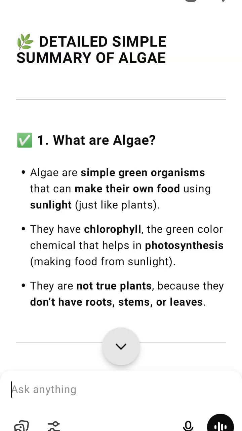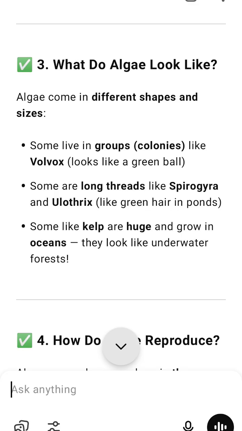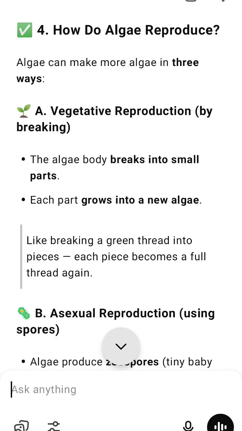6. Extra important points. Algae don't have roots, stems, or leaves; the body is called a thallus. They are autotrophs. They make their own food using sunlight and chlorophyll. Algae are the base of aquatic food chains. Many small water animals eat algae. Algae also give off oxygen during photosynthesis, just like plants.